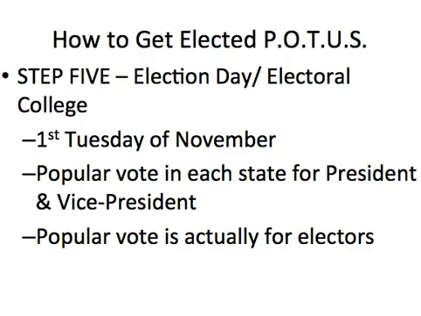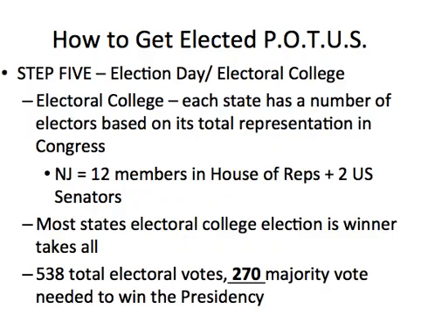Now, even though we do have a popular vote state by state, and we count the popular vote numbers, popular vote, remember, means the actual number of people who vote. So this popular vote is actually for electors. What are electors? These are people that actually get to go and vote for the president. We don't get to truly vote. We get to vote for the electors. And then those electors are the ones who vote for the president. So what is this? This is a system called the Electoral College.